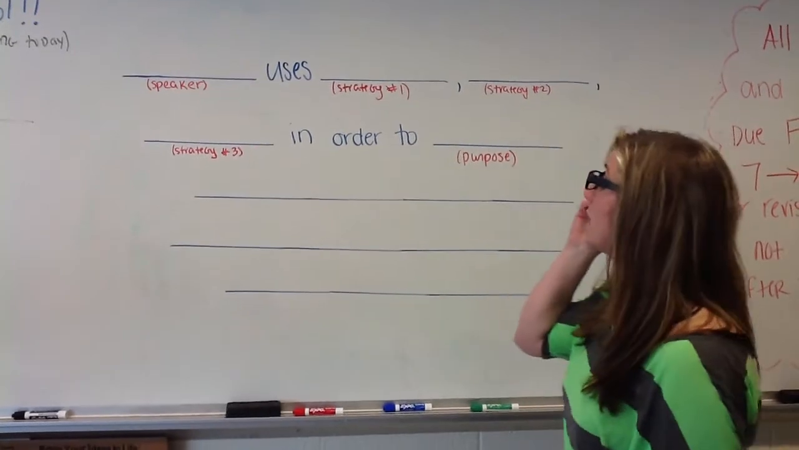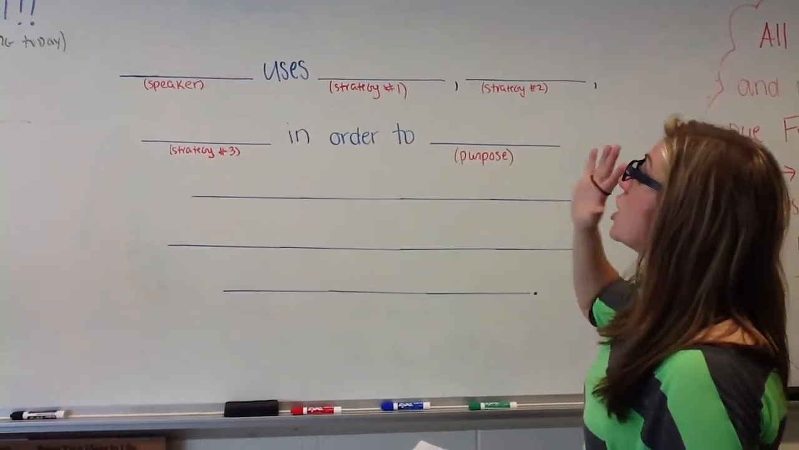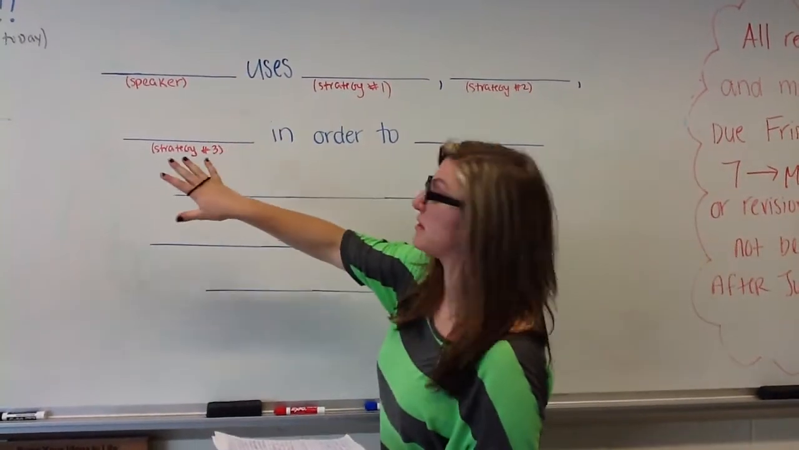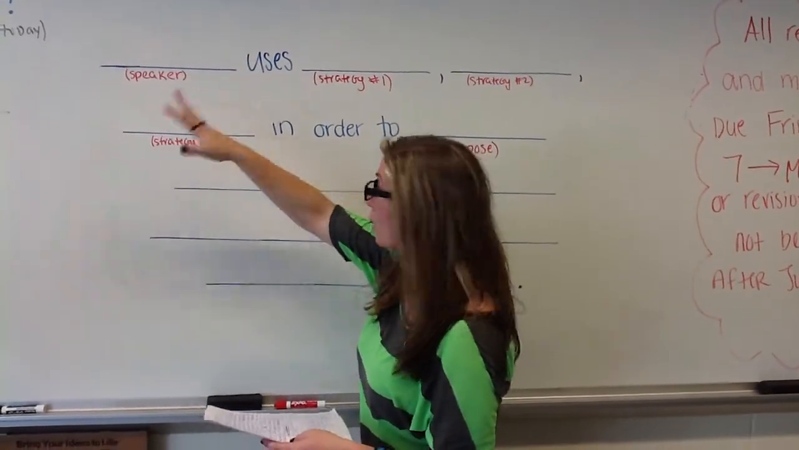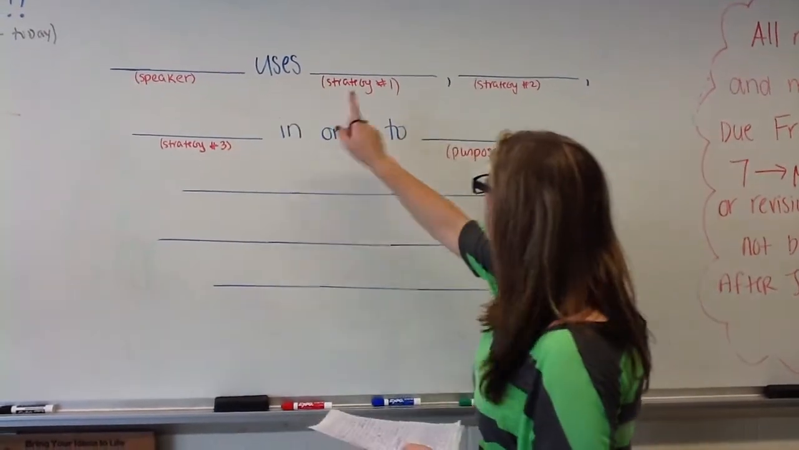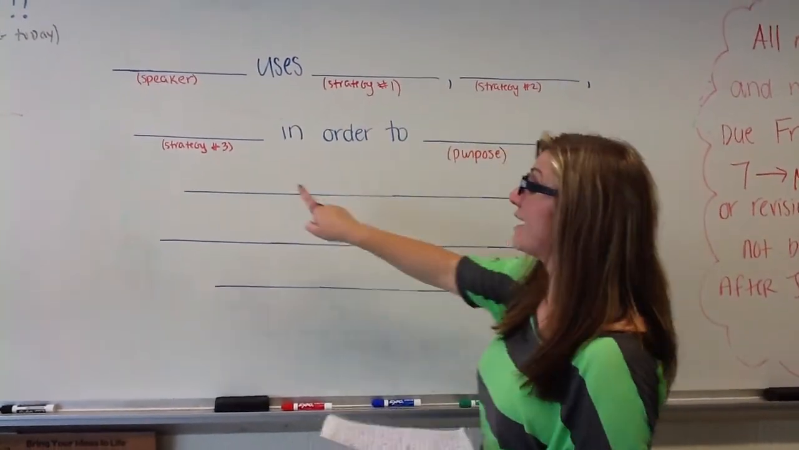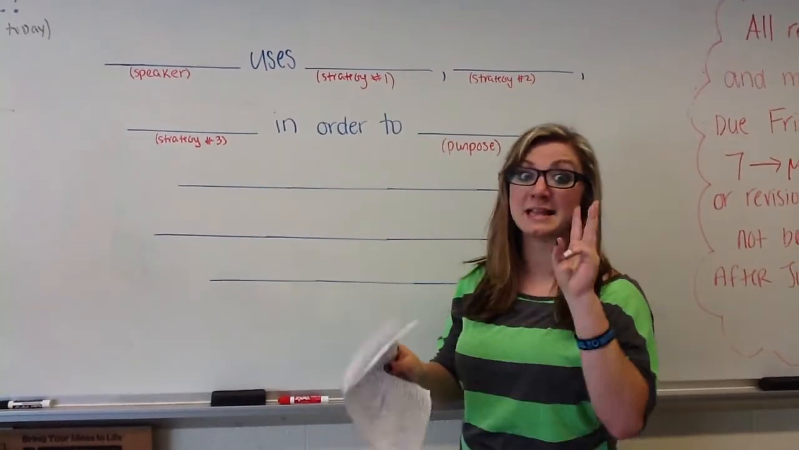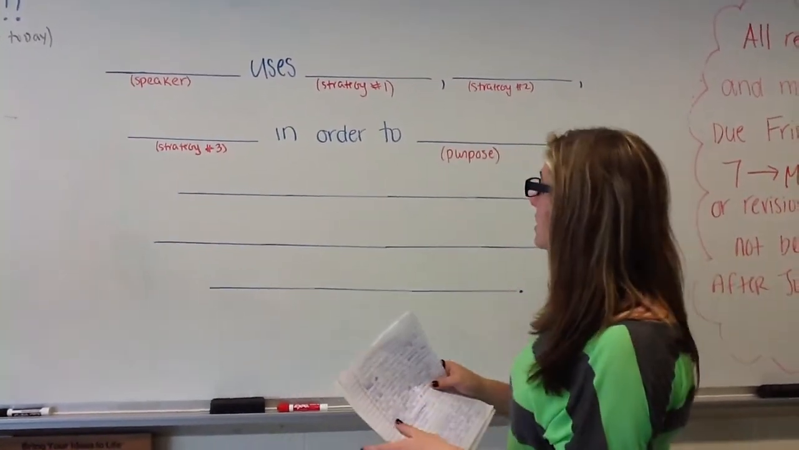When we are writing thesis statements, a great thing for you to use is this format right here. You would just fill in the blanks as you go. The speaker, whoever it might be, Caesar, Antony, Brutus, uses strategy 1, 2, and 3. You don't just have to use 3 strategies, but you must talk about at least 3.